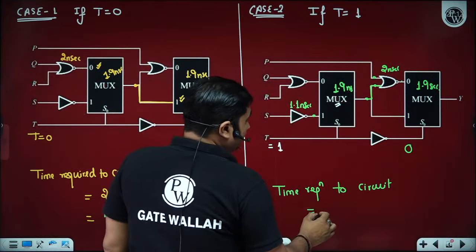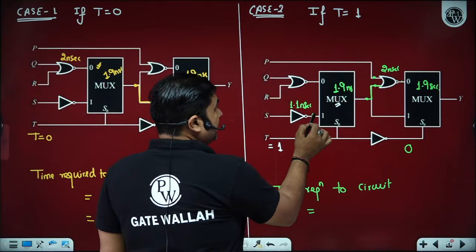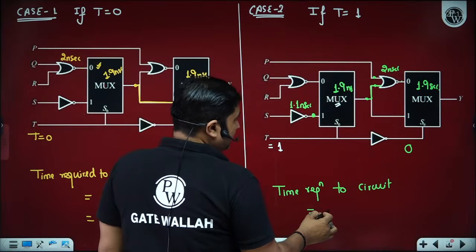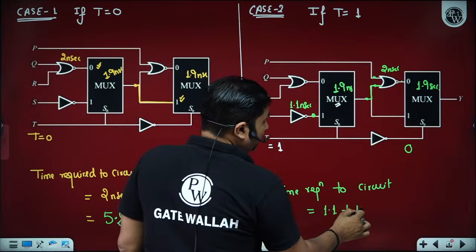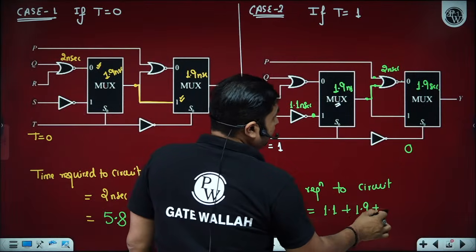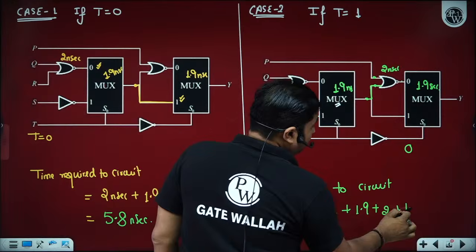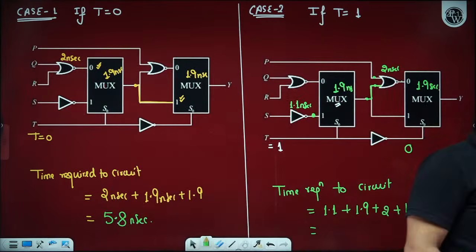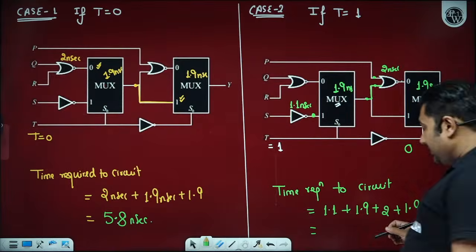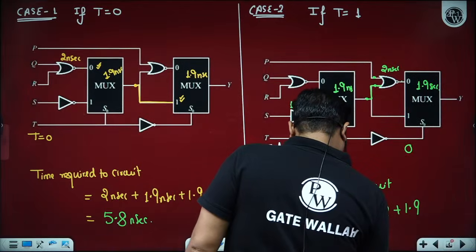is, sir, first of all we need this time, so it needs 1.1 nanosecond of the inverter, then 1.9 nanosecond, then we need 2 nanosecond, and then we need 1.9 nanosecond. How many of you are now able to understand, beta ji? So what is the worst case delay? 1.1, 1.9 plus 2 plus 1.9. So worst case delay will become 6.9 nanosecond.